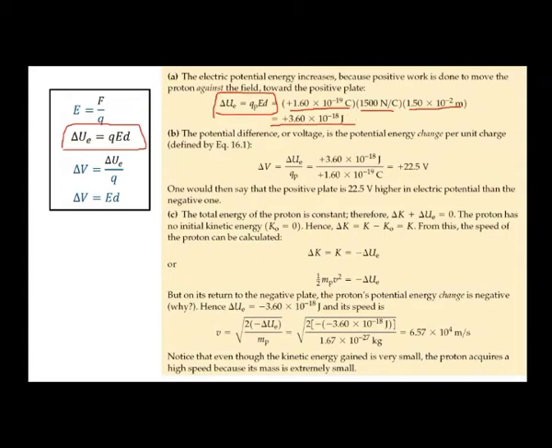Next is the potential difference, or the delta V, or the voltage. We have here the potential energy, which we already computed, and the charge of the proton, which is just given. So the answer is around 22.5 volts. Imagine a car battery has only 12 volts. So imagine how great that voltage, or the potential difference, is, and it only has one proton. That is the energy of a single proton, 22.5 volts.